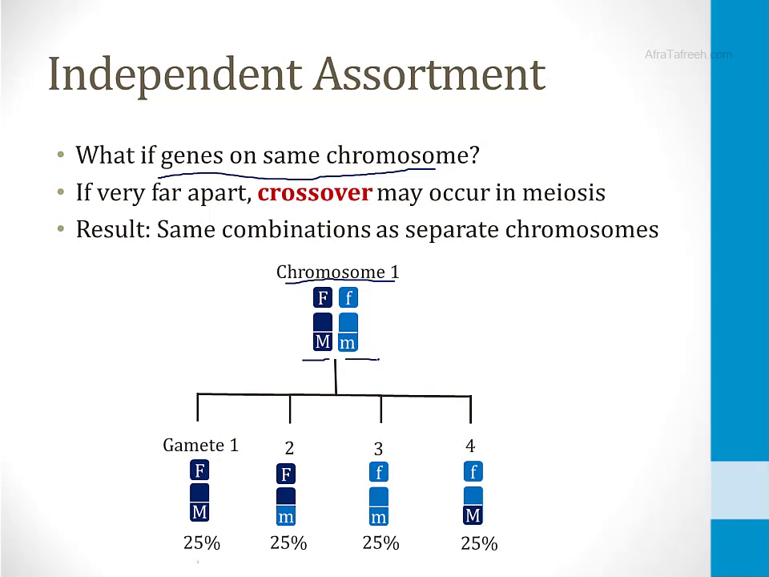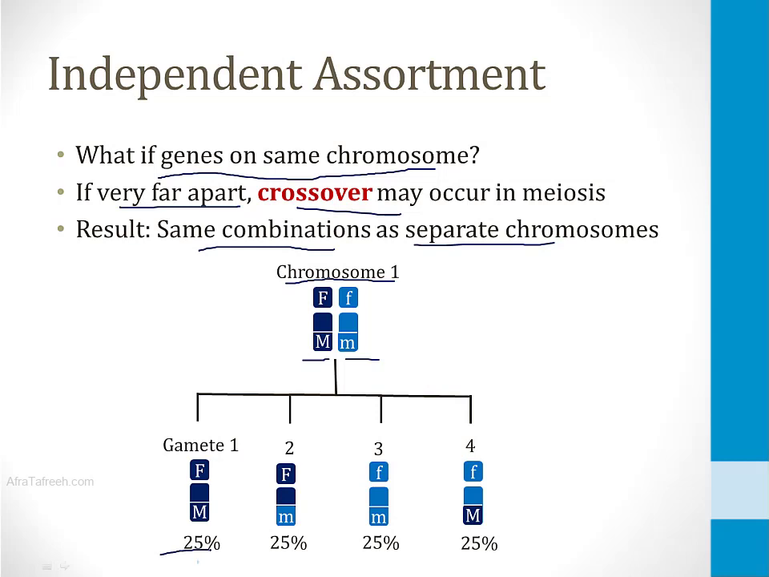What would happen if this parent were to generate gametes? What combinations of the alleles of the F and M gene would they have? Well, it turns out if the F and M genes are very far apart on chromosome 1, then crossover will occur in meiosis to such a degree that you will get the same mixture of combinations of the F and M alleles as if the F and M genes were found on separate chromosomes.